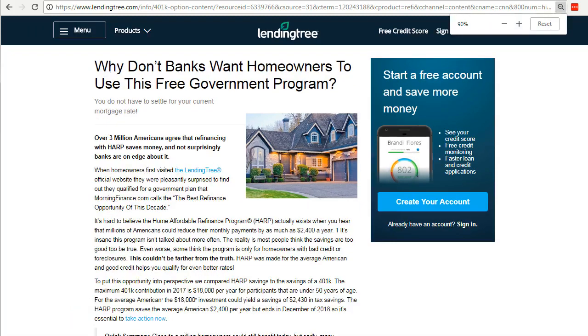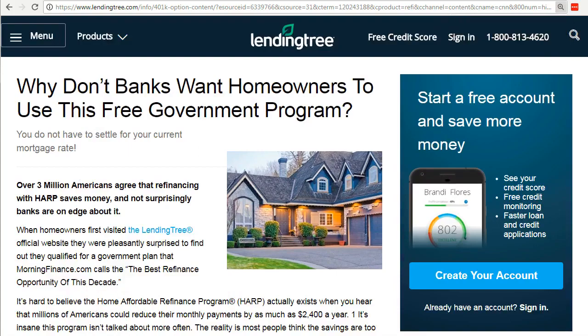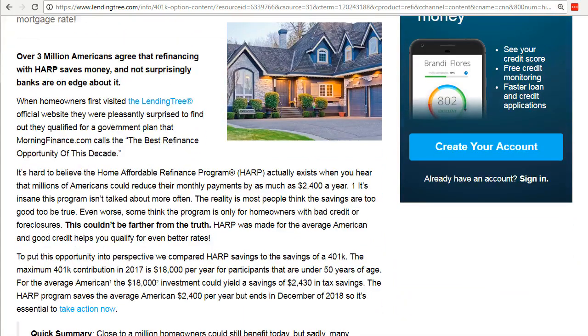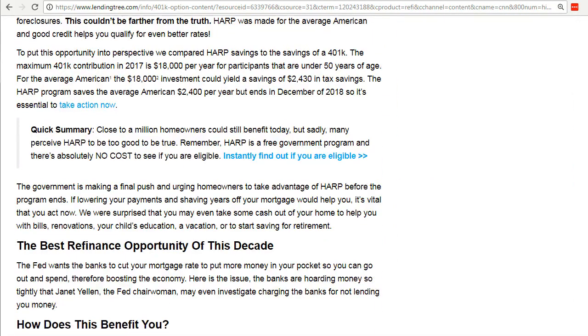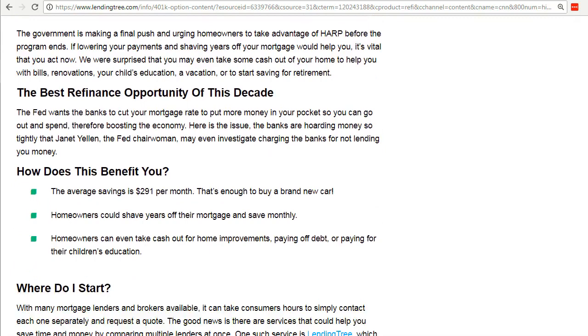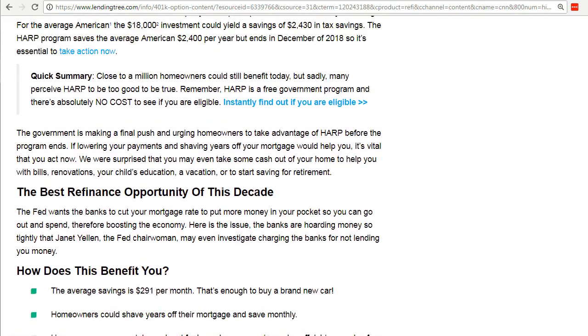When homeowners first visited the Lending Tree, so we can see that the product being sold is by Lending Tree. So they're being shown kind of as the savior or the hero in this case. When homeowners first visited Lending Tree, blah, blah, blah. If you scroll down enough, you'll start to see they're going to be promoting their product. So instantly find out if you're eligible.